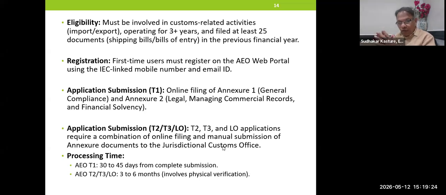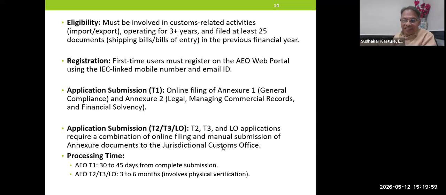क्या छोटे एक्सपोर्टर को AEO लेना पॉसिबल है? Yes. The eligibility says you must be involved in customs related activities operating for 3+ years and filed at least 25 documents in the previous financial year. 25 शिपिंग बिल अगर आपने फाइल किए हैं, 25 बिल ऑफ एंट्रीज फाइल की है, या दोनों में से कोई एक चीज फाइल की है, आप इंपोर्ट या एक्सपोर्ट में इन्वॉल्व हैं, तो यू आर एलिजिबल फॉर अप्लाइंग फॉर दिस.